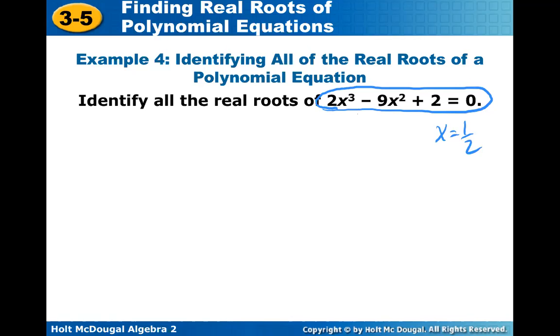Now, would you agree there's 2 other ones? Those 2 are an irrational pair, like we just talked about. They are irrational. Now, here's how we find those, using an exact science here. What does it look like I'm going to do here? Yeah, I'm going to use synthetic division.